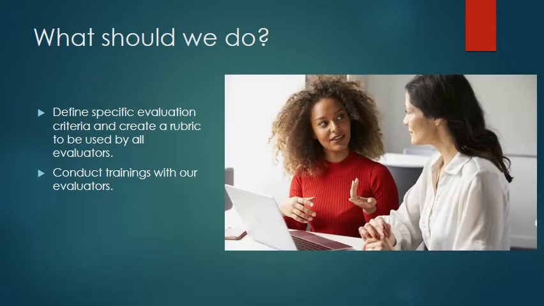Next, I want to talk to you about some actionable steps we can take to change our own evaluation process to minimize the impacts of these biases and barriers. The first thing we should do is define a specific evaluation criteria and rubric that will be used by all evaluators. 3 separate Yale studies have found that this makes it less likely that evaluators will rely on stereotypes and give biased reviews.